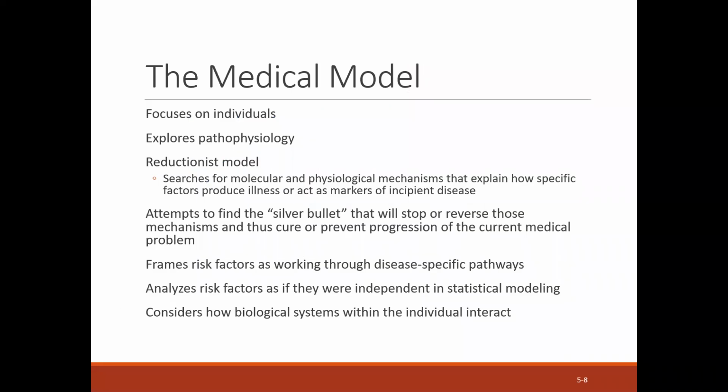So when we look at the medical model, we know, again, that this focuses on individuals, tends to look more at that pathophysiology, and it's really looking at a reductionist model. So it looks for molecular physiological mechanisms that explain how specific factors may produce illness or act as markers of incipient disease. And I know a lot of the medical students may be focusing on these components in their studies as well. We also know the medical model attempts to find the silver bullet, for example, one that will stop or reverse those mechanisms or cure or prevent progression of a current medical problem.